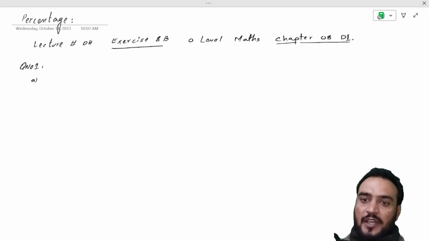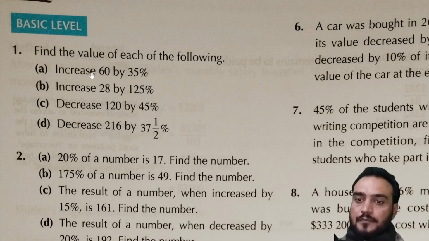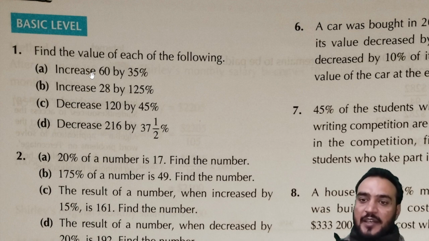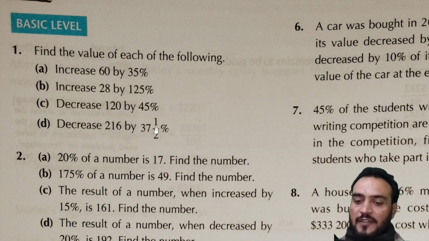So lecture 4 is exercise 8B, and question number 1 is this: find the value of each of the following. Part A is increase 60 by 35%. Part B is increase 28 by 125%. Part C is decrease 120 by 45%. And part D is decrease 216 by 37 1/2%. So let us solve these parts.